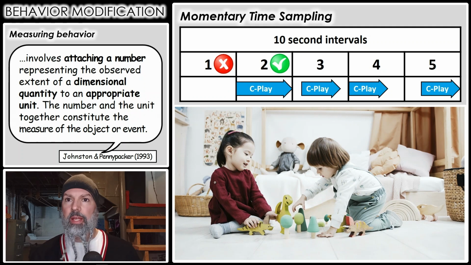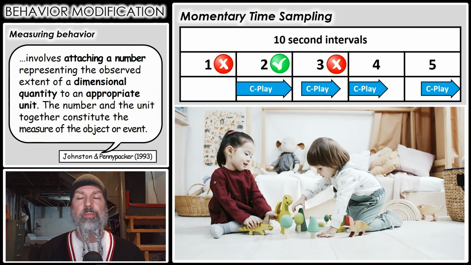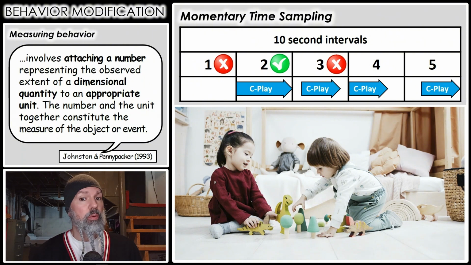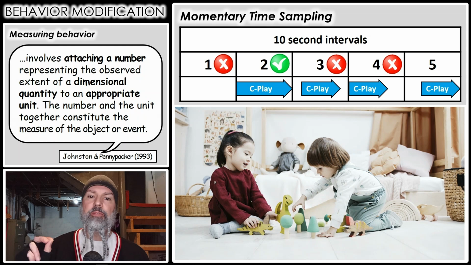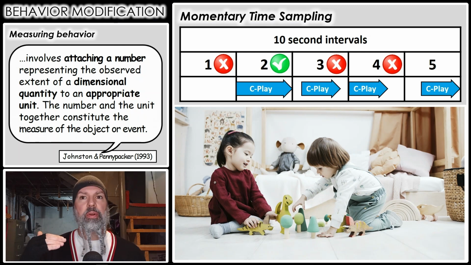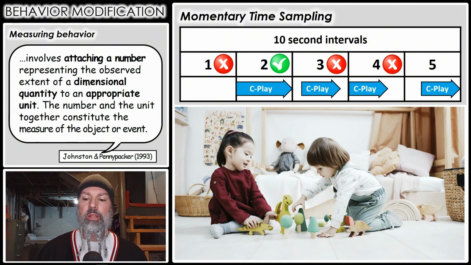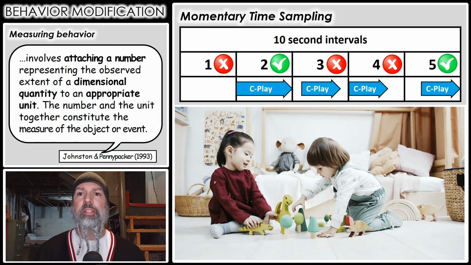For interval number 3, the behavior is not occurring at the end of the interval. Even though it occurred during the interval, it's not still going by the end. So we would say no, the behavior did not occur during that interval. For interval number 4, the interval started with the behavior occurring, cooperative play, but the cooperative play ended before the interval ended. So momentary time sampling would say no to that interval as well. And for interval number 5, the cooperative play didn't start at the beginning of the interval, but it was definitely still going at the end of the interval. So momentary time sampling would say yes, that is an instance of that behavior.